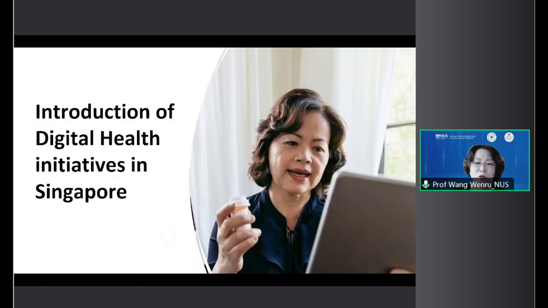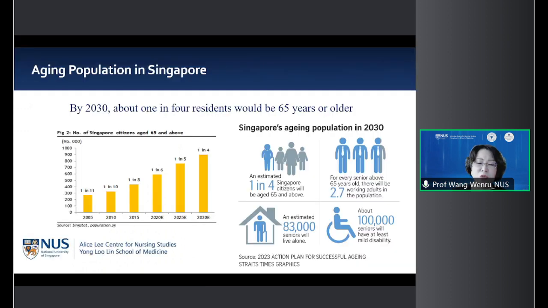Before I hand over to the three speakers, I will just have a very quick, brief introduction of existing digital health initiatives in Singapore. As we all know, aging population is a global issue. Like the US and China, Singapore is also facing similar challenges of aging population. In Singapore, currently about 20% of the population is aged 65 years or above. By 2030, it's projected that 1 in 4 residents will be 65 years or older.